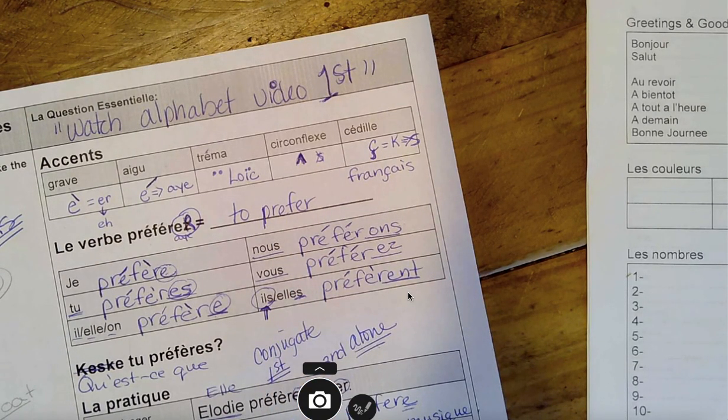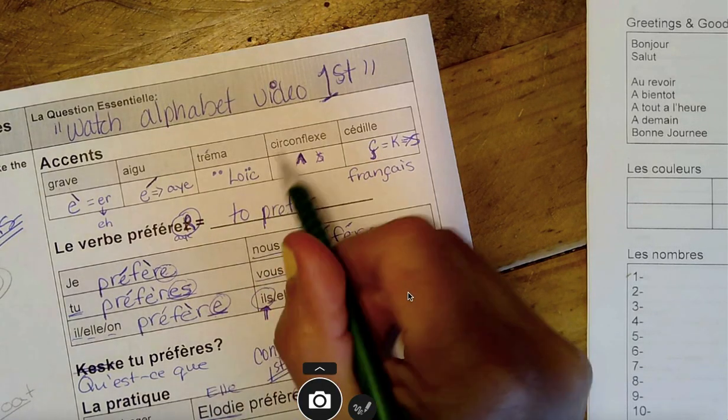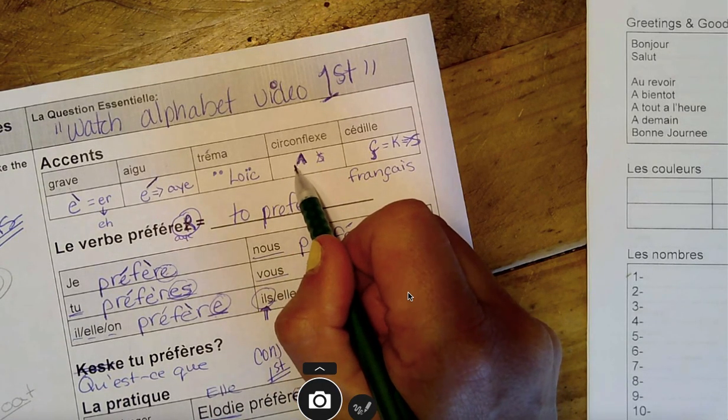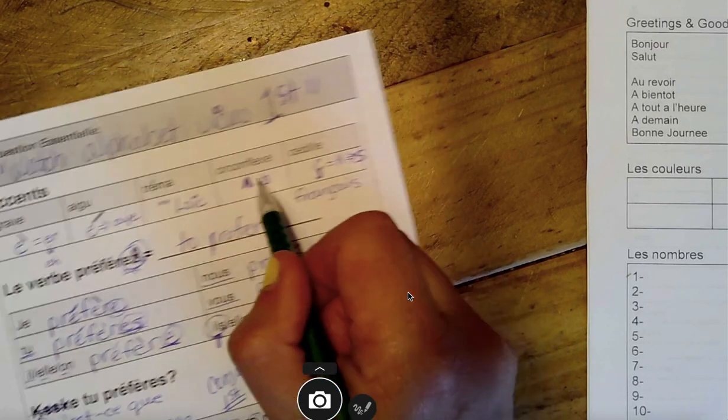Do eagles have hearing, or do they just have eyesight? I don't know. Who has great hearing? Mostly though, it doesn't change the sound much.